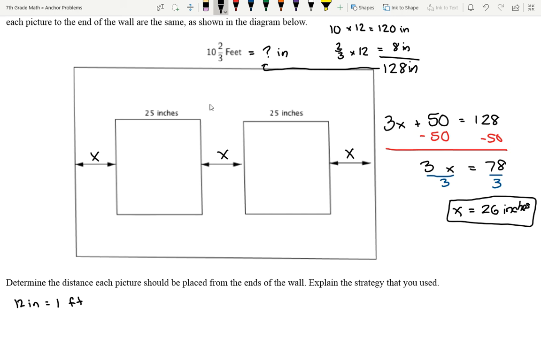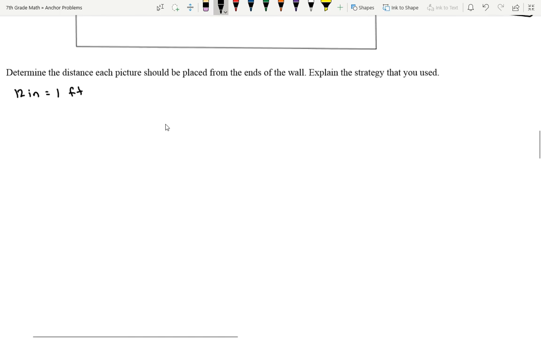Now you could have worked in feet. You could have taken that 25 inches and called it 25/12 of a foot and worked it out that way. I think that would have been equivalent to 2 1/6 feet working that way, but I decided to do the inches for this example today. Let's move on to problem 3.